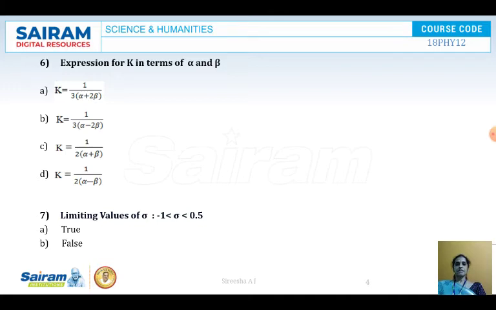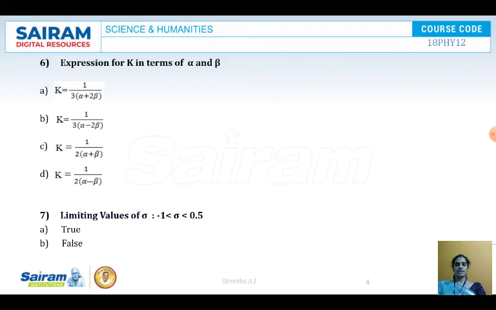Next, sixth, expression for K in terms of alpha and beta. A, K is equal to 1 by 3 into alpha plus 2 beta, and B is K is equal to 1 by 3 into alpha minus 2 beta. C is K is equal to 1 by 2 into alpha plus beta, and D is K is equal to 1 by 2 into alpha minus beta. If you look at the expressions carefully, option B will be the correct answer, where bulk modulus is given by 1 by 3 into alpha minus 2 beta. If you do the derivations, then you will be able to analyze this.